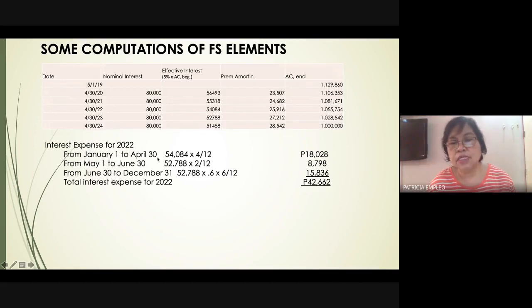From January 1 to April 30, all of the 1 million bonds are still outstanding, and therefore no need for us to prorate. We are to prorate only the number of months. So 54,084 times 4 over 12, that's 18,028. And then from May 1 to June 30, we are now transferring to this level. Again, from May 1, 2022, up to the date of early retirement, June 30, 2022, before retiring the 400,000 bonds, all of the bonds are still outstanding. However, we are now transferring to the next row, 52,788 times the first 2 months there, times 2 over 12. Therefore, that's 8,798.